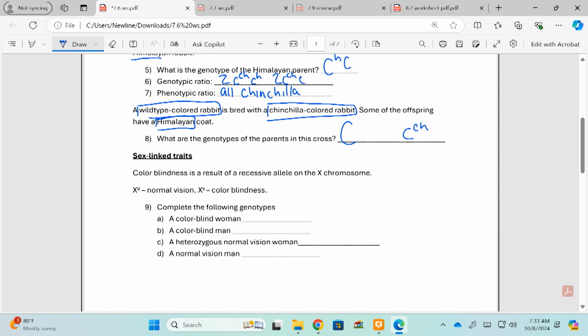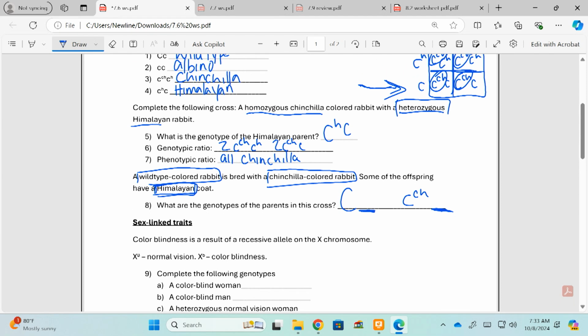Okay, so now what are going to be the other alleles for the parents here, where we can make a Himalayan coat? That's kind of what we have to figure out here, okay? So what I'm going to do is set up my Punnett square and start filling it in and see if I can find what their other allele is going to be. So I know one is like this with a capital C, and then I know one is the chinchilla like this, okay? So I'm going to start filling in my Punnett square.